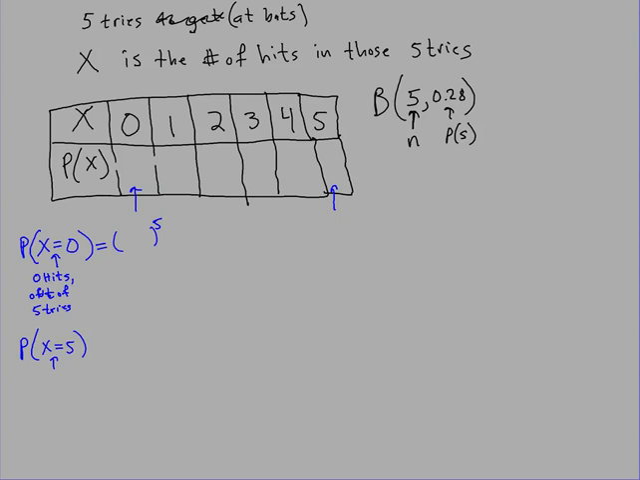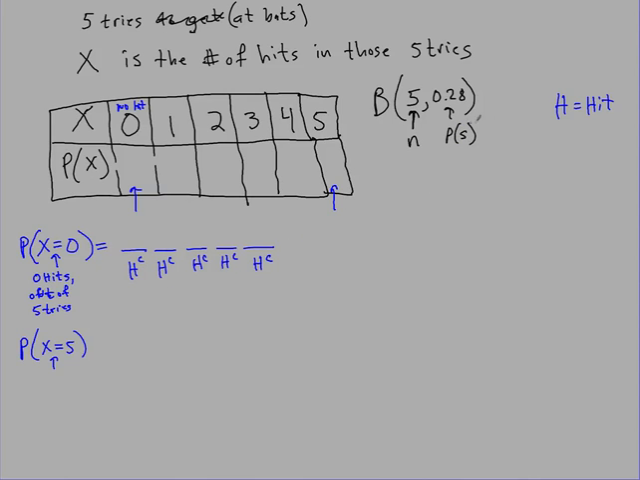Instead of jumping ahead, let me write them all out so we can see it. So 1, 2, 3, 4, 5. Those are my 5 tries. We'll call a hit H. That's the event he gets a hit. So for no hits, the first time he gets up to bat, he doesn't get a hit. He doesn't get a hit, he doesn't get a hit, he doesn't get a hit, and he doesn't get a hit. C means complement. If you're just seeing this, this means no hit.